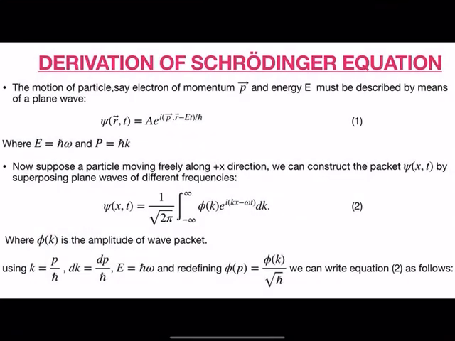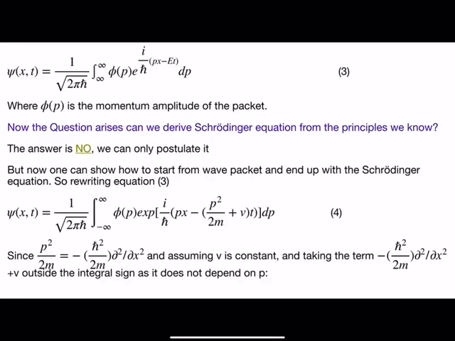Now let's come back to our previous slide. Here k is equal to p upon h cut, and you put in the various values I have given here, and we go to equation number 3. When you put the values E equal to h cut omega, p equal to h cut k, and so on, you come up with equation 3, and it's very easy. You can do it, you just have to put in the values, and here phi(p) is the momentum amplitude.